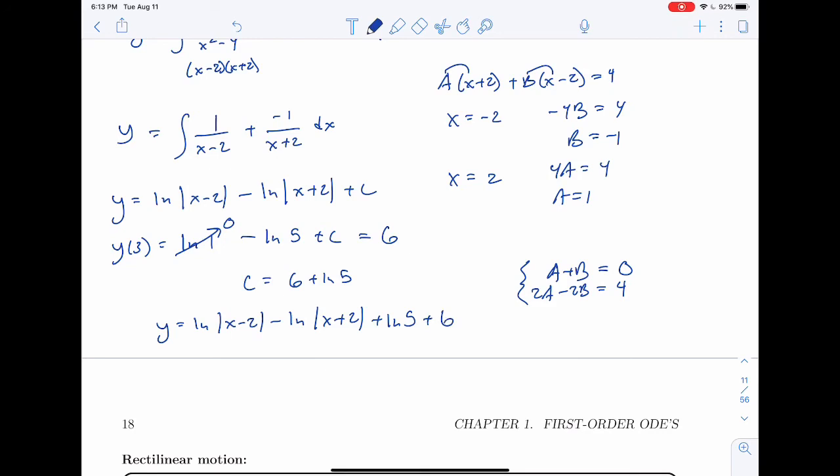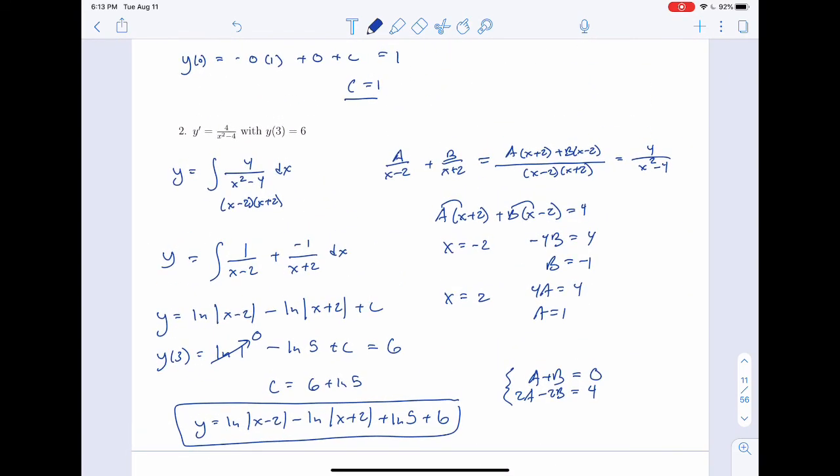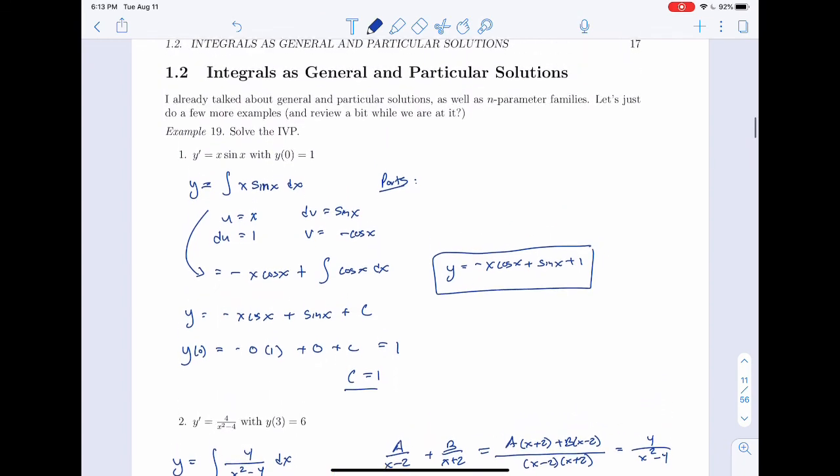Awesome. I am certain that you could condense that thing down into at least a single log plus 6. If you want to do that, great, go ahead. All right. Cool. So that was a little bit of review there, along with content from section 1.2.